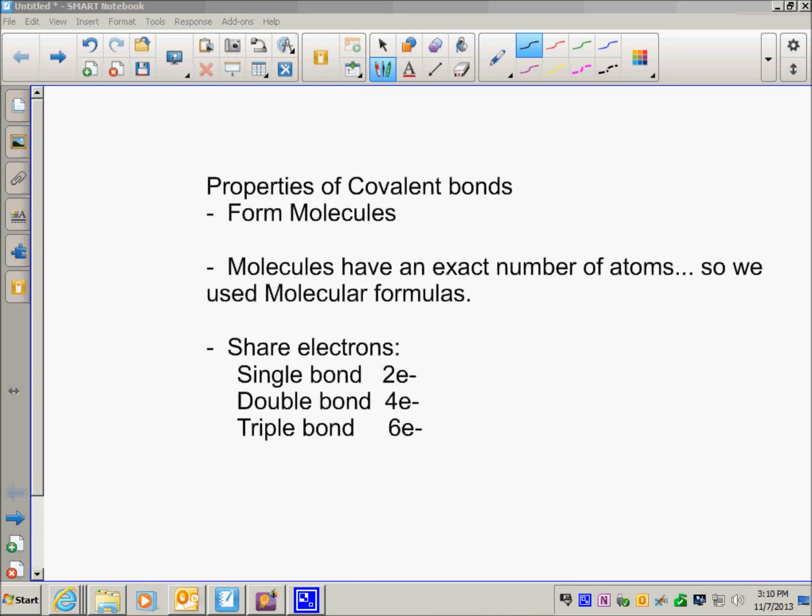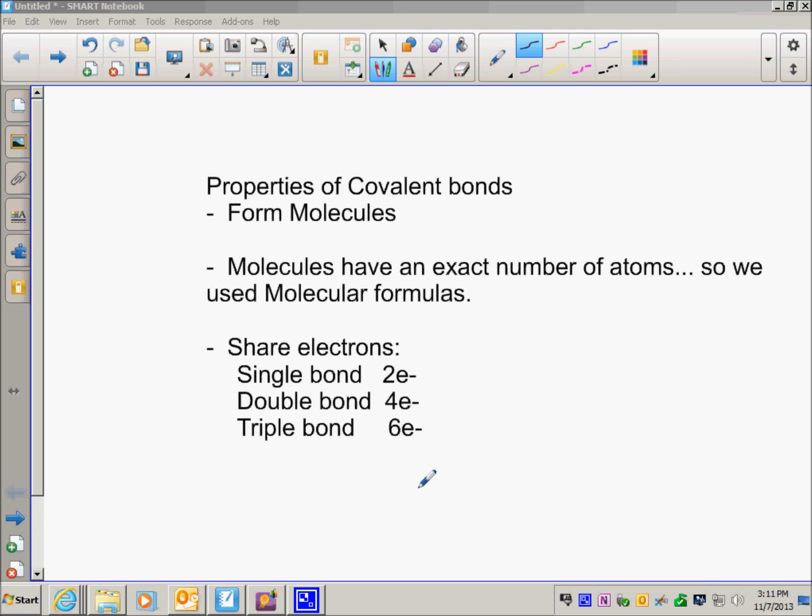Hello and welcome to a small video on how to create Lewis structures. We'll talk a little bit about covalent bonds, a little bit about the Lewis structure process itself, and then we'll talk a little bit about exceptions to the Lewis structures.